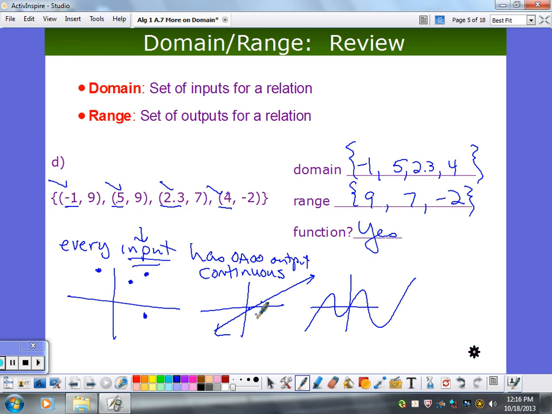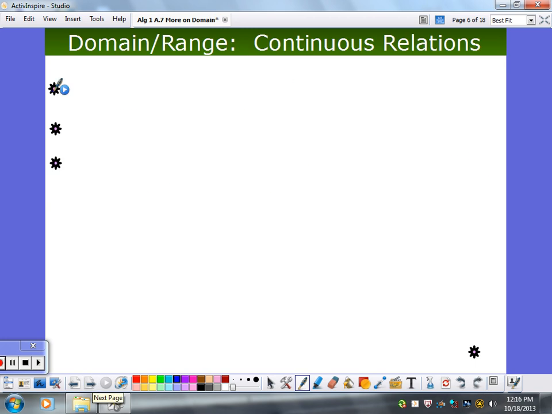Even if I did for the rest of my life, I'm going to write down every single x value. Will I be done by the end of my life? No. Is that a good use of my time? Probably not. So looking at a continuous relation, it has an infinite number of points there.